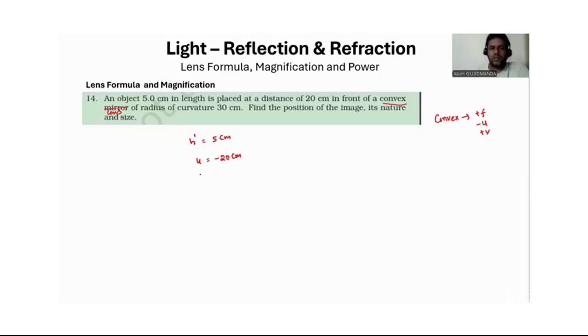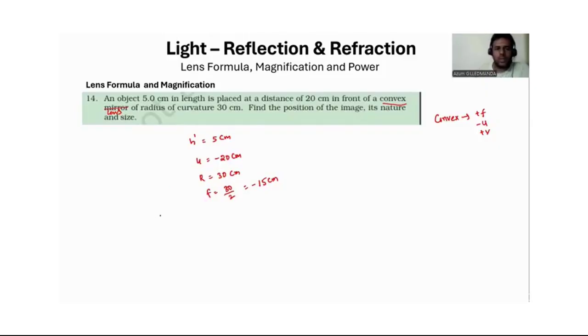So the radius of curvature means R is given. R is 30 centimeters. That means the focal length is half of it. So F is what? 30 by 2. That means 15. But we should take minus value, so minus 15. Instead of giving the focal length, they have given the radius of curvature. So the focal length is half of it, so minus 15 centimeter. Find the position of the image and its nature.